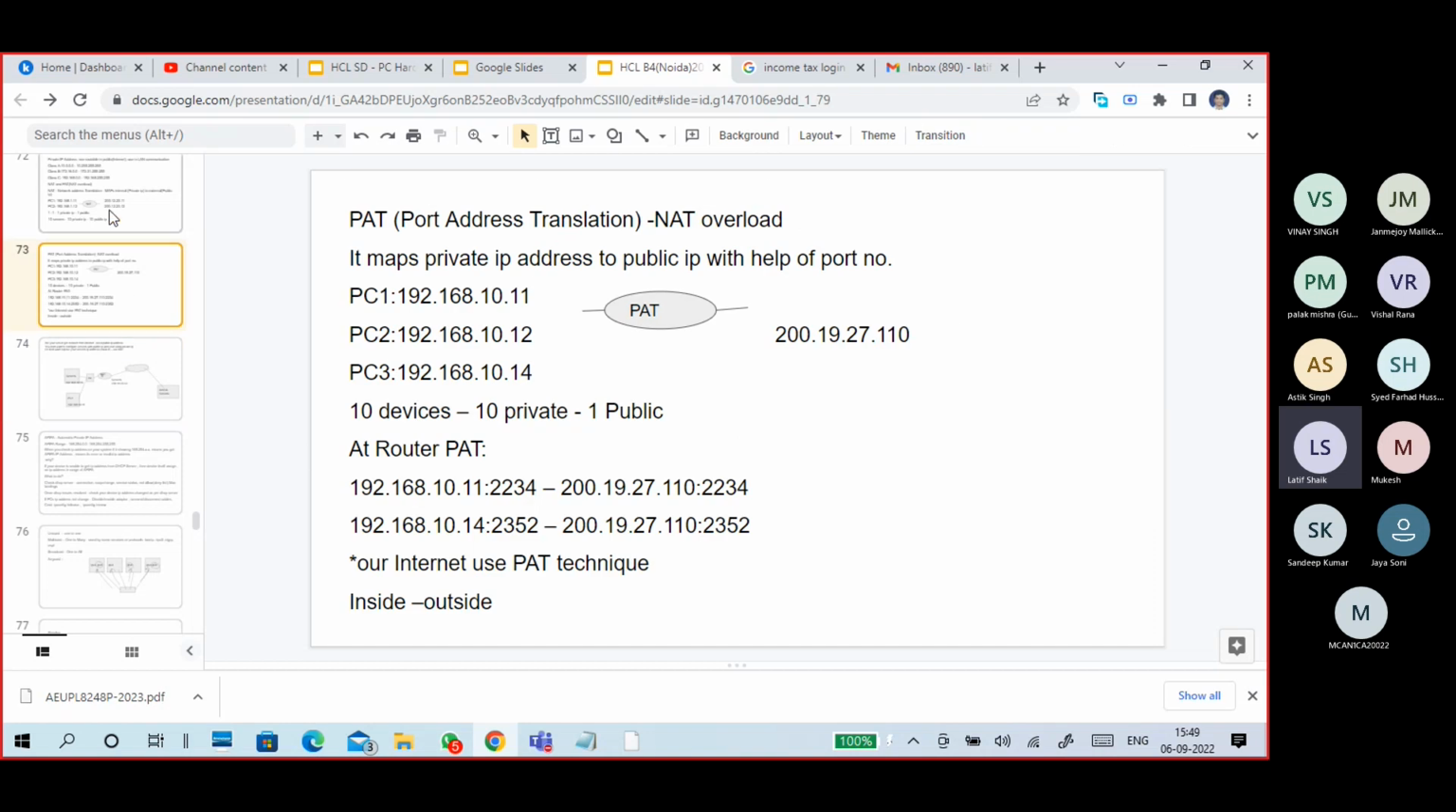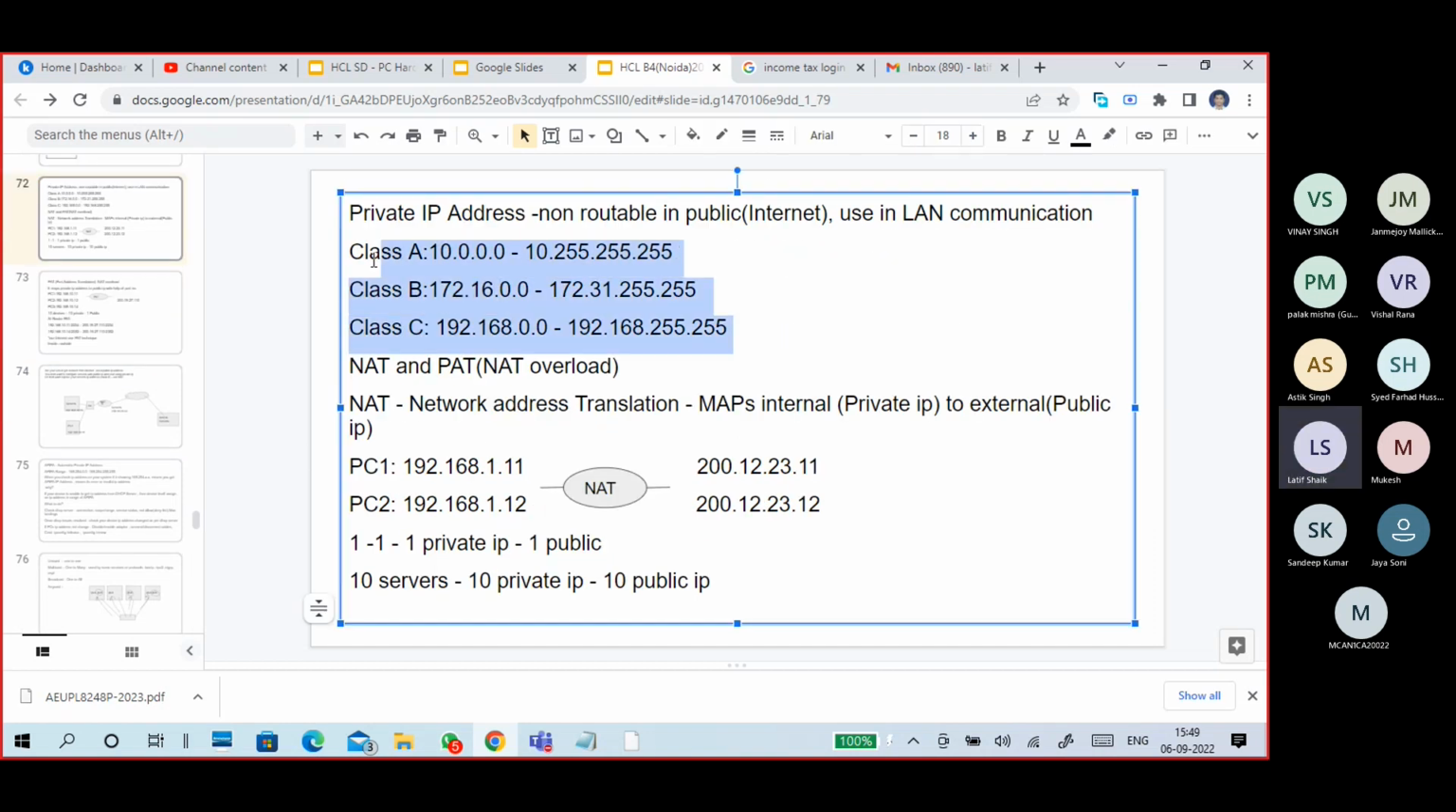But here I have written a few things. Guys, these are the private IP addresses which you can configure to your PCs in your private network. You don't have to take any license or pay for the usage of these IP addresses. Next one is NAT and PAT. NAT means network address translation, which maps an internal or inside private IP address to an external public IP. NAT is one-to-one, meaning one private IP, or one inside IP, to one external IP address.